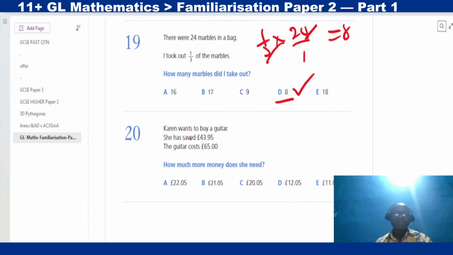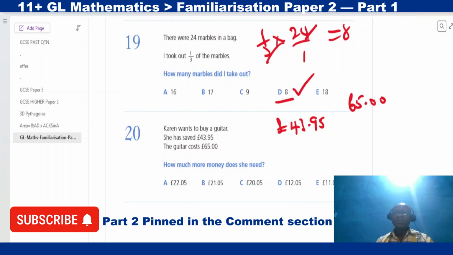Now in question number 20, Karen wants to buy a guitar. She has saved 43 pounds 95. That is what she saved. And the guitar costs 65 pounds. The question asks, how much more money does she need? So out of 65 pounds, we will subtract what she has saved, that is 43 pounds 95.